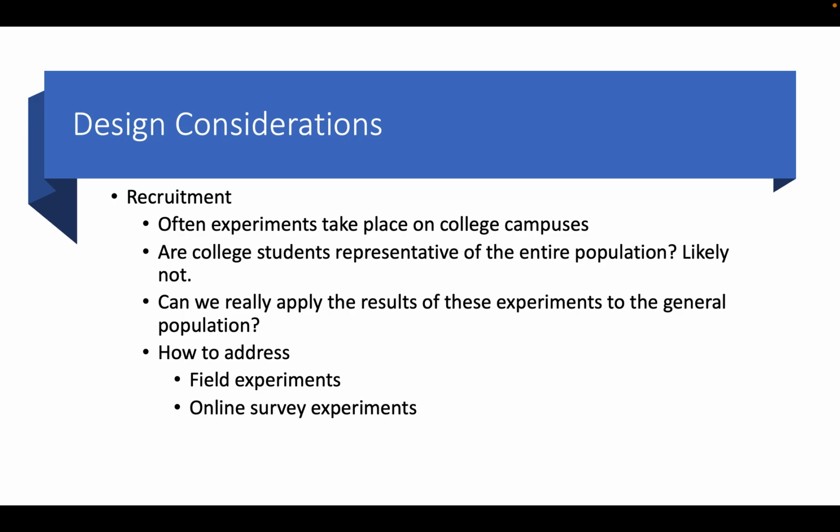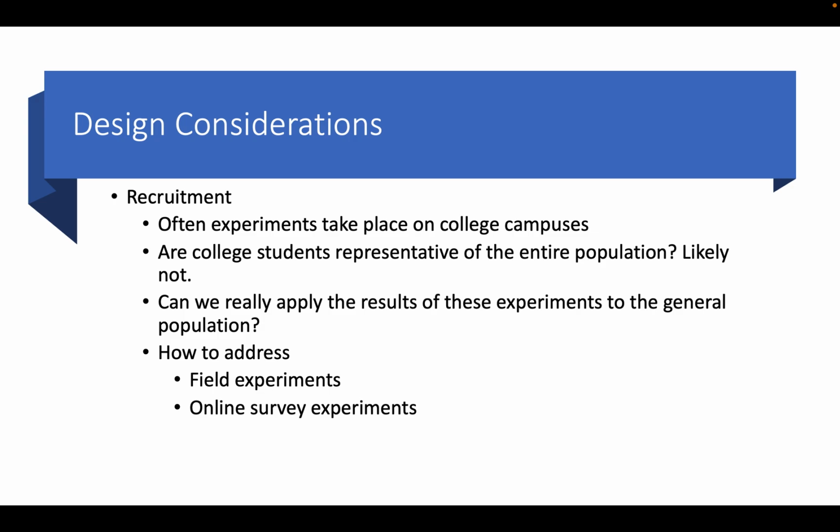This podcast is on design considerations that affect experimental research in social science research. One of the important design considerations in designing experiments is how we recruit our subjects. Often experiments take place on college campuses.